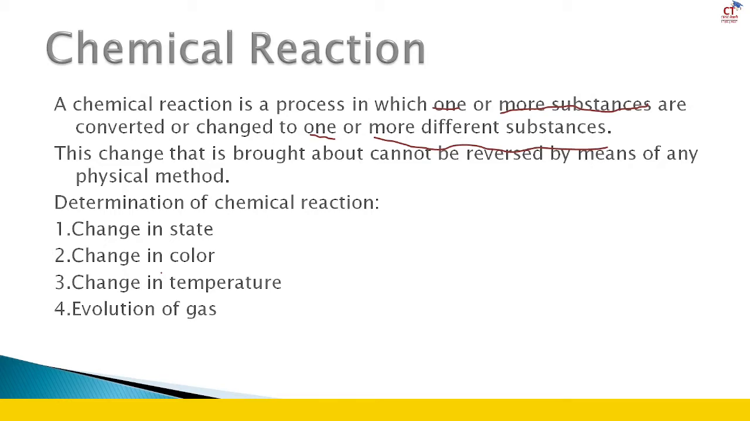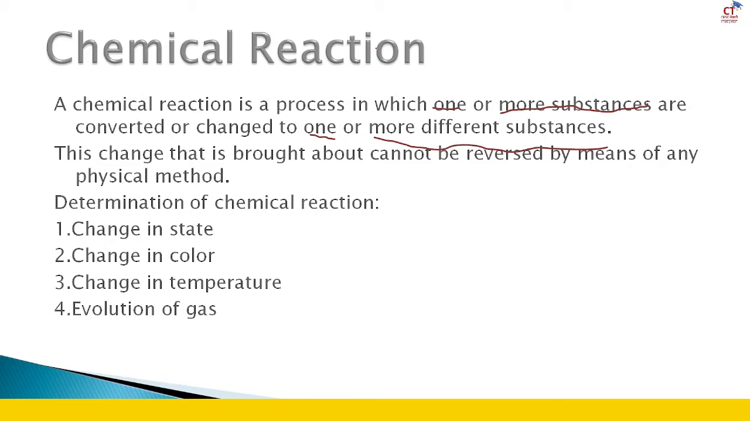Right? So, how can we determine that a chemical reaction has occurred? To determine whether a chemical reaction has occurred, we have four criteria. One is the change in state. What is this change in state? This means that the initial substance, that is the reactant, and the final product might be different in state. That is, the reactant might be a solid, and after the reaction has occurred and the product formed, this solid has been converted to a liquid.